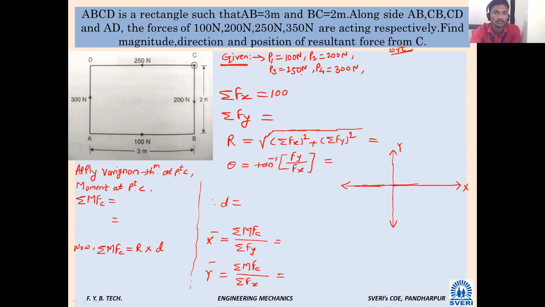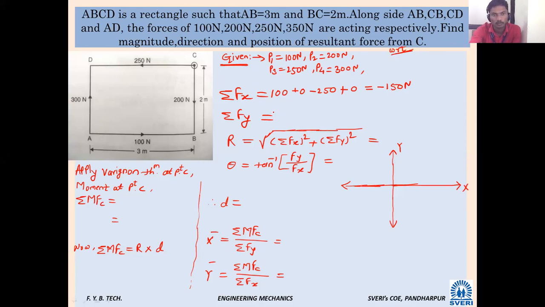Which is the next force? P2, 200 Newton force. What will be its x component, which is downward? 0. Next, P3, minus 250. Minus 250 plus 0. P4, 300 Newton. 0. So directly I have calculated this. Minus 150. Minus 150 Newton is the summation of x.